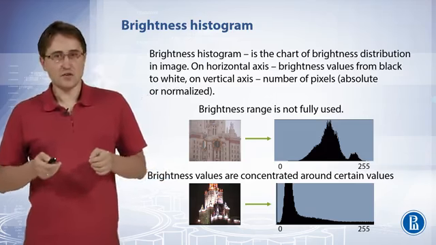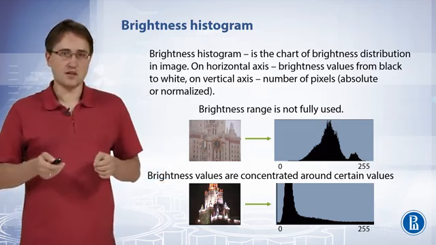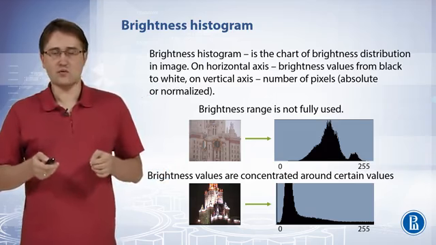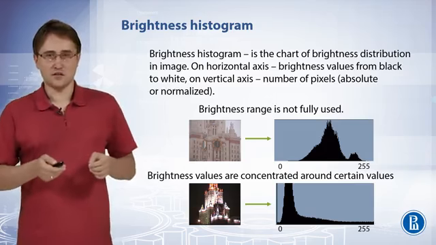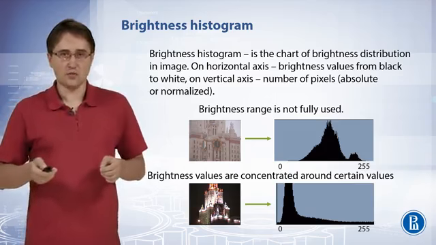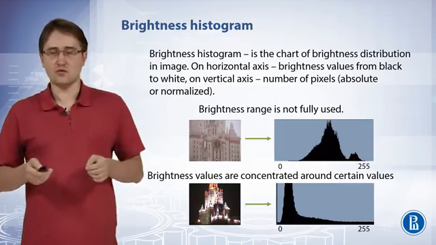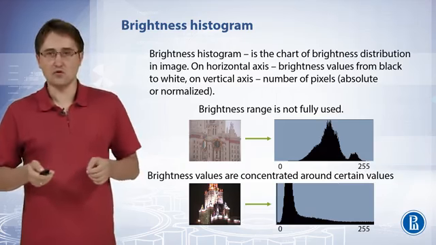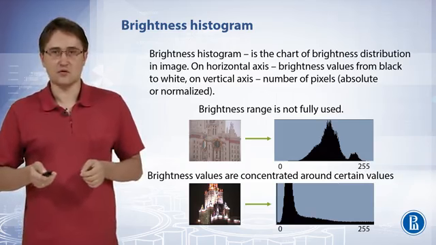On the slide I give two examples of images with poor contrast. On the first image from the histogram, we can see that brightness range is not fully used. There are no black or white colors in this image. On the second histogram, full range of brightness is used, but brightness values are concentrated around certain peaks, so most of the pixels lie with the same brightness values.